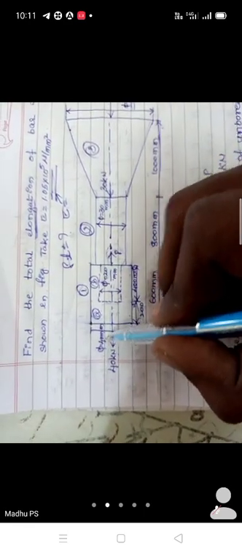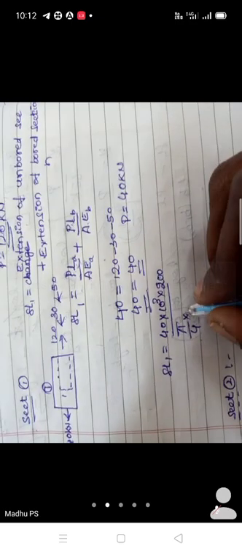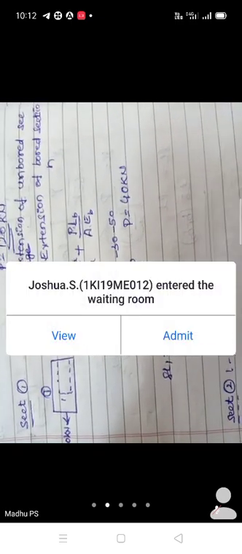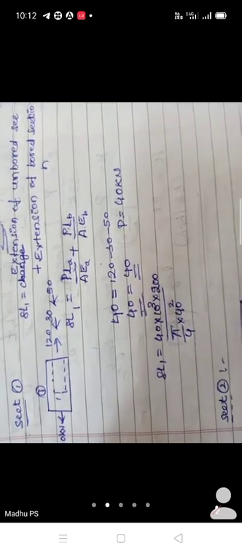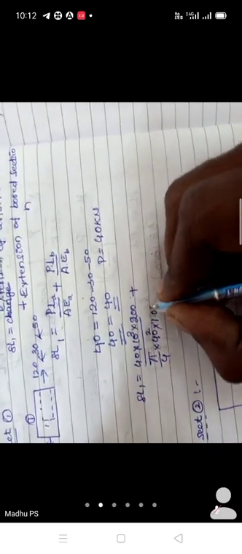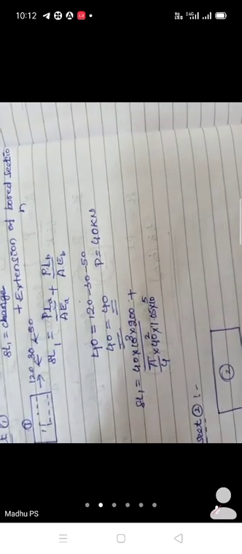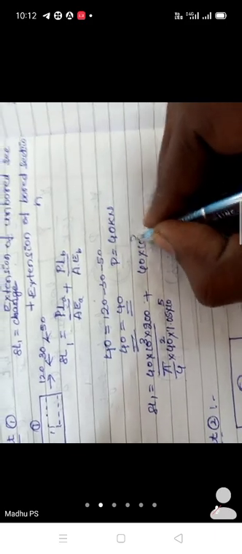Again it is the unbored section. What is the diameter here? It is 40 mm. So divided by pi divided by 4, unbored section d square. What is the value of d? It is 40 square. Plus, Young's modulus, I forgot Young's modulus. Young's modulus is 1.05 into 10 raised to 5. Okay. So then after that, 40 into 10 raised to 3.